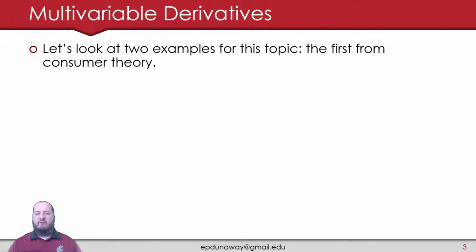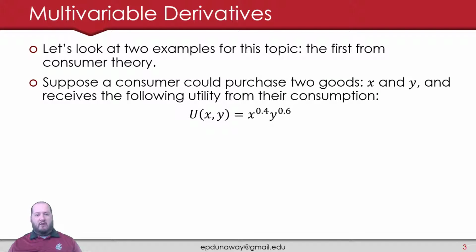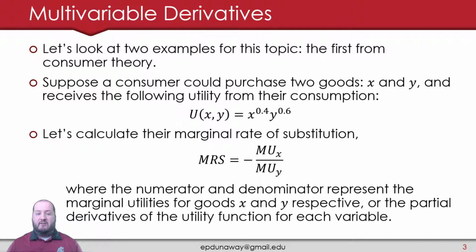I want to show you this first example from consumer theory. Let's suppose a consumer could purchase two goods, X and Y, and they receive the following utility from their consumption. Their utility from consuming X and Y is equal to X to the 0.4 power times Y to the 0.6 power. So not only do I have two variables, but my exponents aren't even integers anymore. It'll make it a little bit more challenging, but this is similar to an actual utility function that you will use in your analysis.